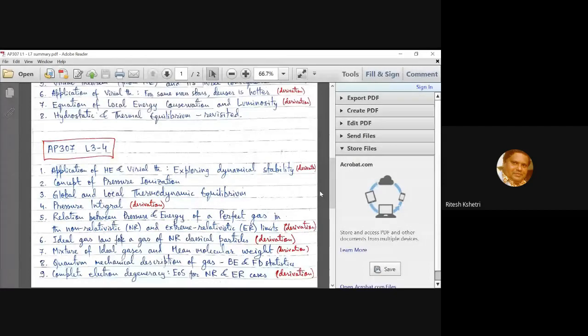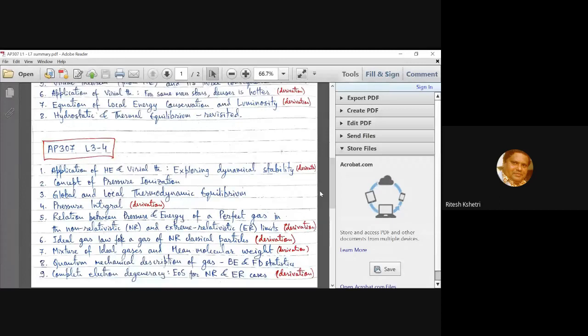After that, we talked about a mixture of ideal gases, right? And then we introduced the concept of mean molecular weight. And these were all classical discussions, right? Whether it be non-relativistic or relativistic, they were all classical discussions.